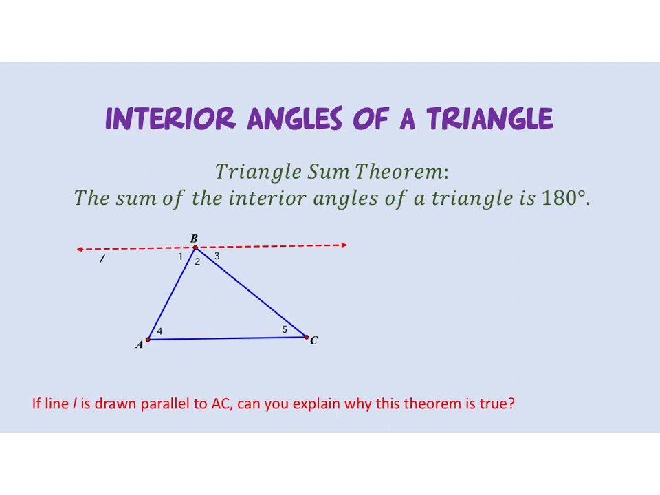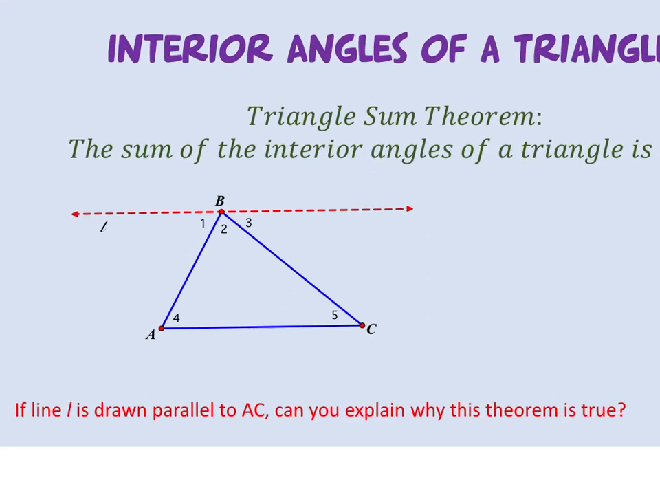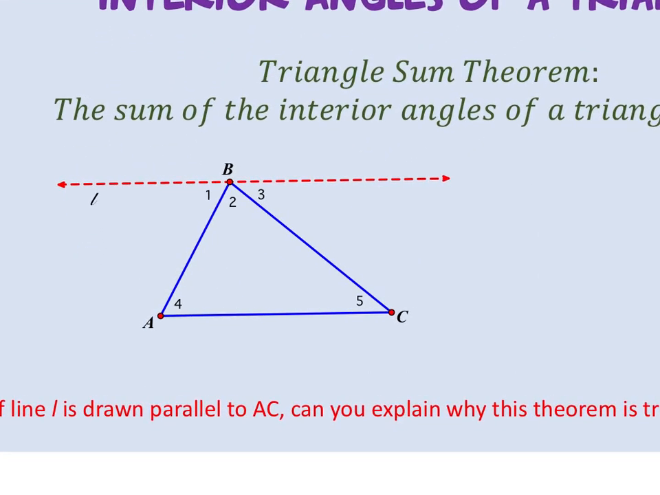Okay, this leads us to another very, very popular theorem that we're going to use throughout the year, and that's the interior angles theorem. What this theorem says is that if you add up all the interior angles of a triangle, what you're going to get is 180. So if we drew a line through point B that's parallel to AC, let's see if we could explain why this theorem is true.